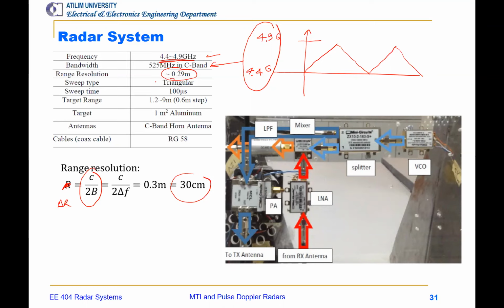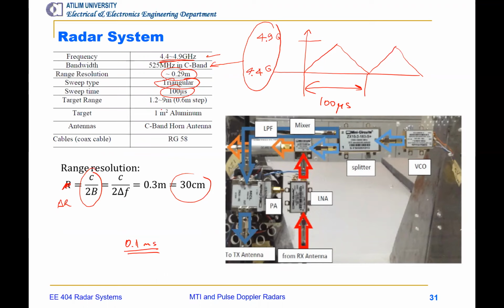The sweep type is triangular, so we use a triangular waveform, and the sweep time is 100 microseconds, so 0.1 millisecond. So this duration is 100 microseconds. In every 100 microseconds, the sinusoid starts from 4.4 gigahertz and then sweeps the band until 4.9 gigahertz, so 500 megahertz.